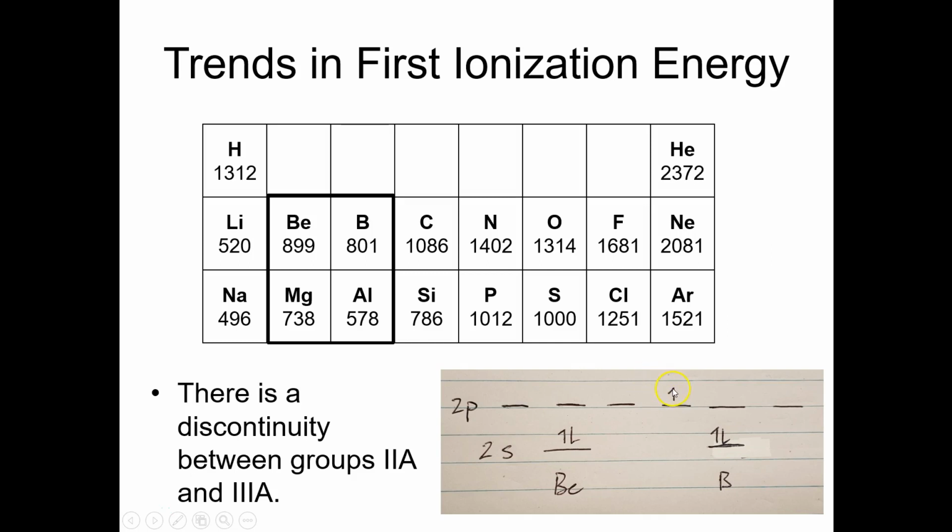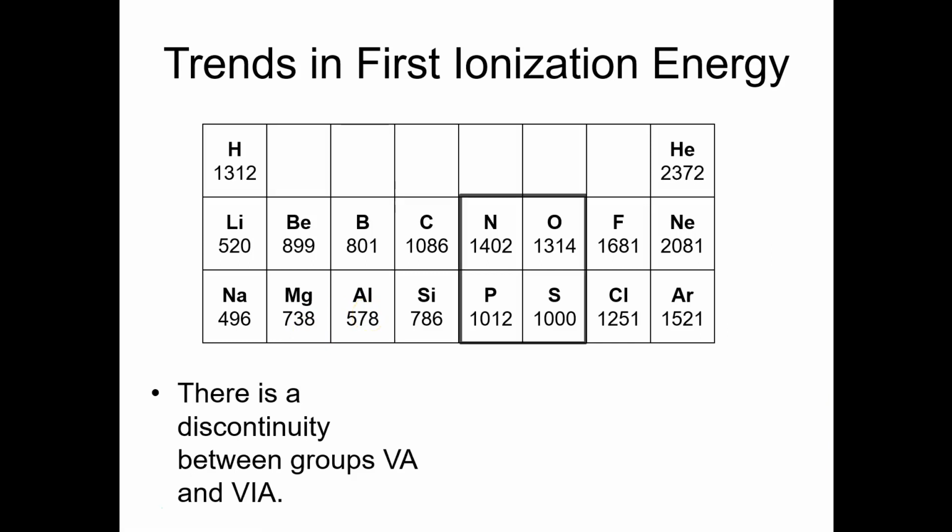And so it turns out that it's easier to strip off that 2p electron than it is to try and pull an electron out of this completely filled 2s subshell. And so that's why beryllium is a little bit higher than boron. And the same thing, magnesium is a little bit higher than aluminum. Then the other discontinuity is between groups 5 and 6. You'll see again, once we get through that first discontinuity, it starts trending back up again, but then it drops down a little between nitrogen and oxygen, and it does the same thing between phosphorus and sulfur.